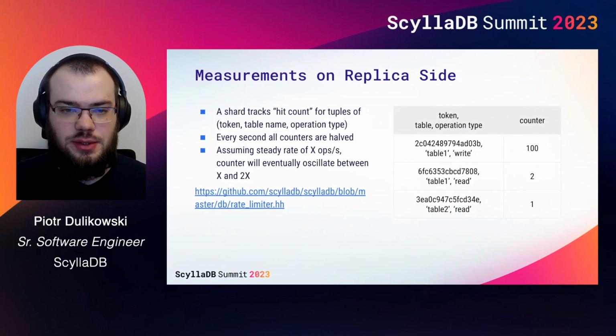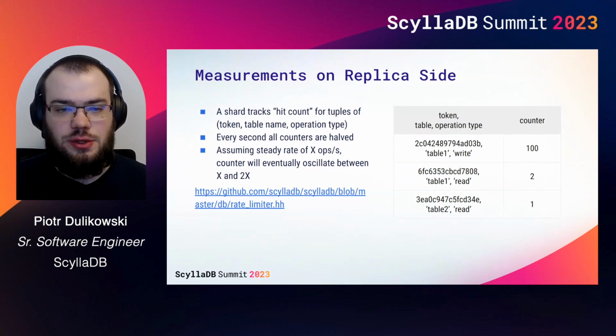We managed to implement the counter map as a hash map that uses a fixed, statically allocated region of memory that is independent of the number of tables or the size of the dataset. We employ several tricks to make it work without losing too much accuracy. Unfortunately, due to the time constraints, I won't be able to explain them here, but feel free to look at the implementation under the link on the slide.